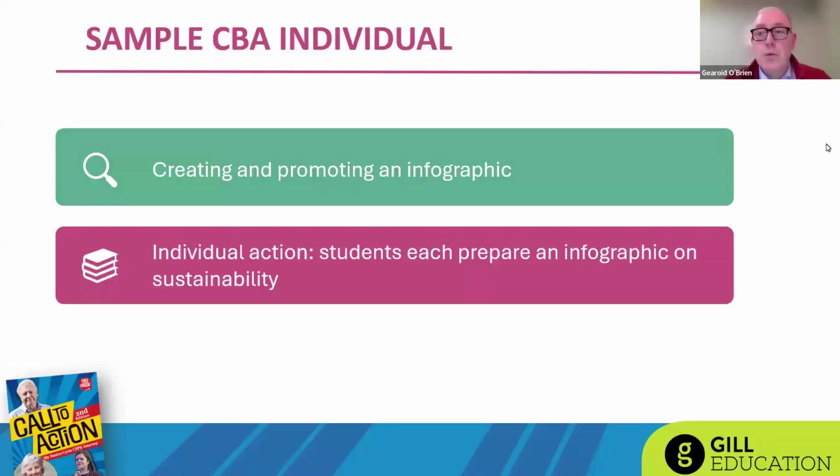So it's an individual one, though. Each creates their own, and that's one advantage of the individual, that everybody is working at the same rate. They know they're on the same task, but they're creating something individual.